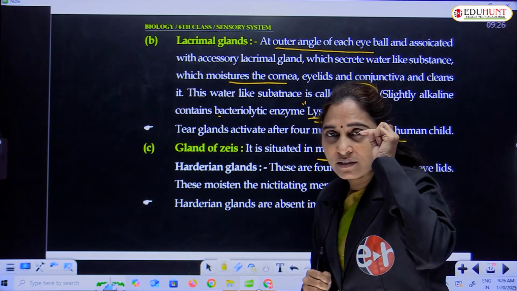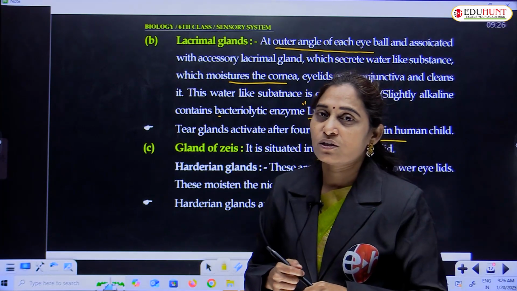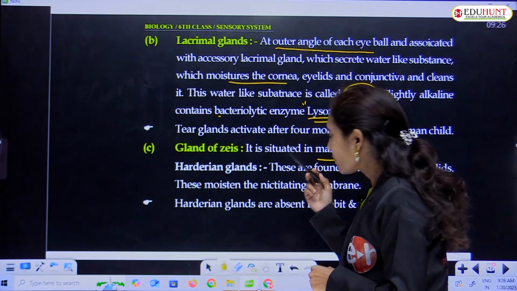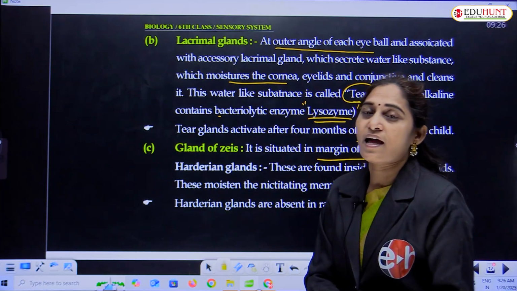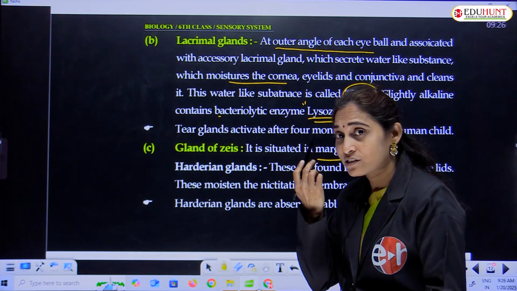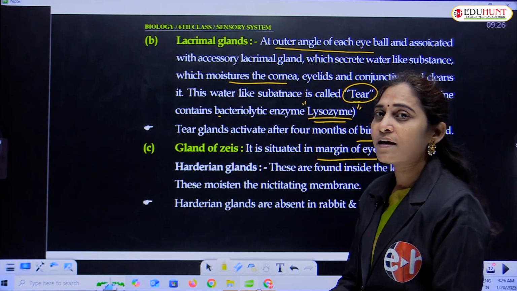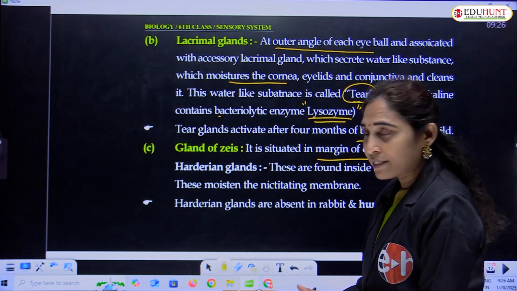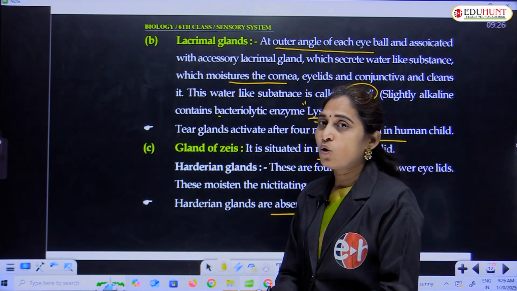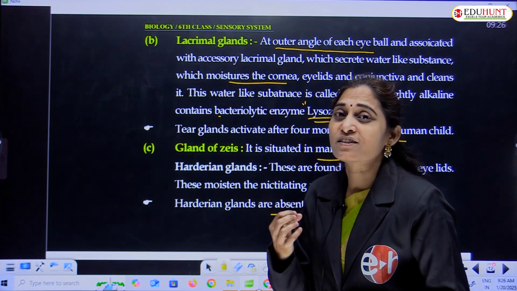Meibomian glands are present in the inner surface of the eyelids. Lacrimal glands are present at the outer angle of the eyelids and eyeball, and these are present in the margins of the eyeball. And Harderian glands are absent in rabbit and even in human being. These are not there but are found inside the lower eyelids, and these are meant for moistening the nictitating membrane.